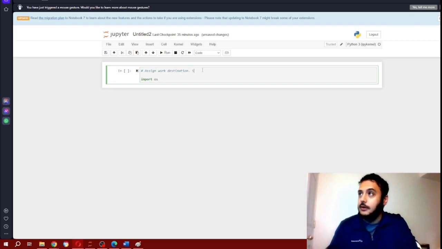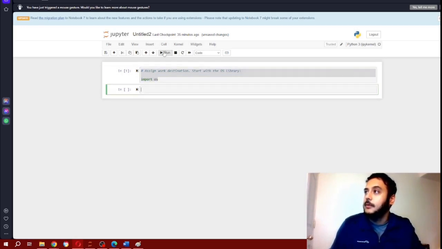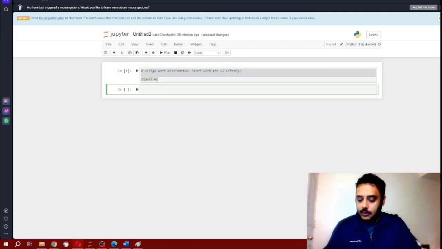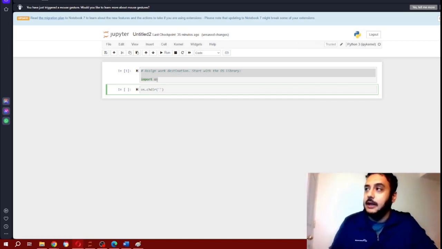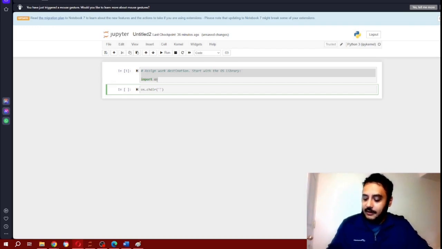Then you can start with the OS library. Make sure that you import this library, and there you go, it's now imported. And then you can start with os.chdir, which is the command to tell Python to designate your directory for this specific path.